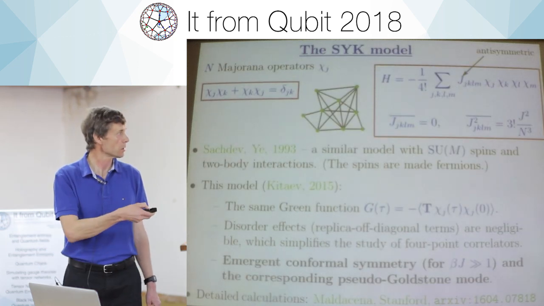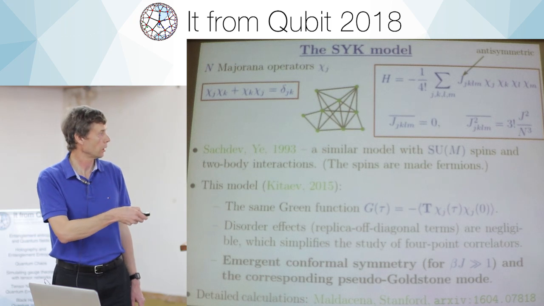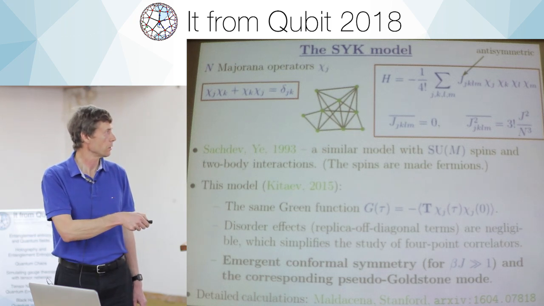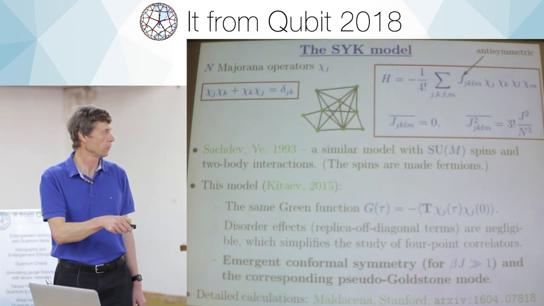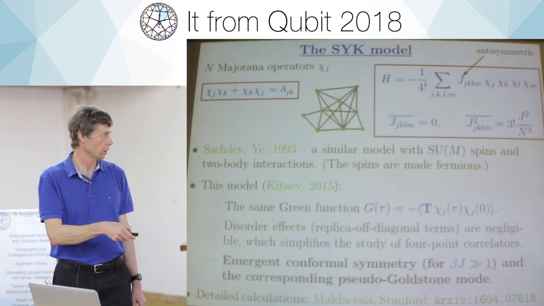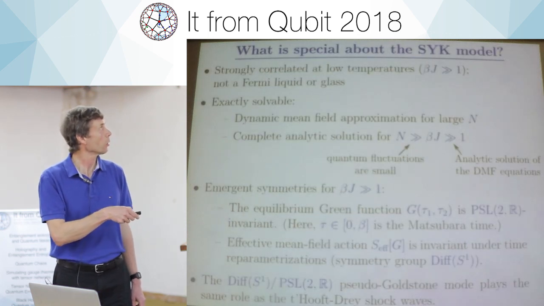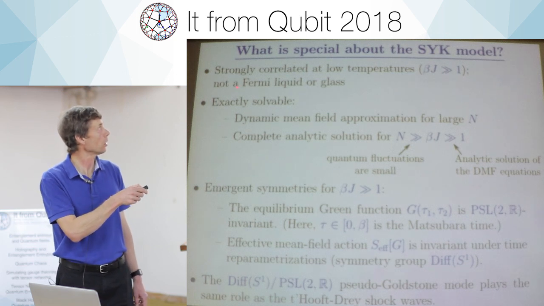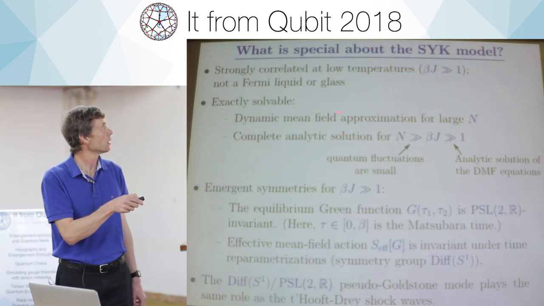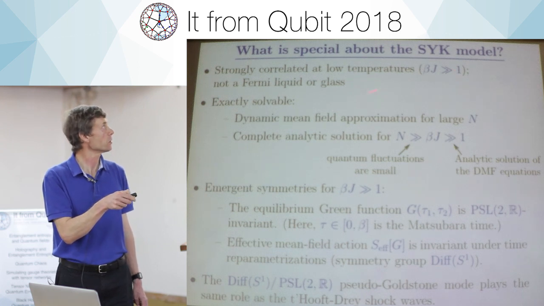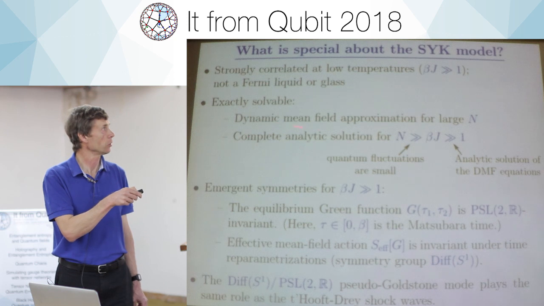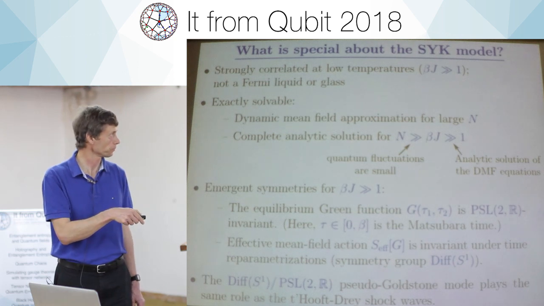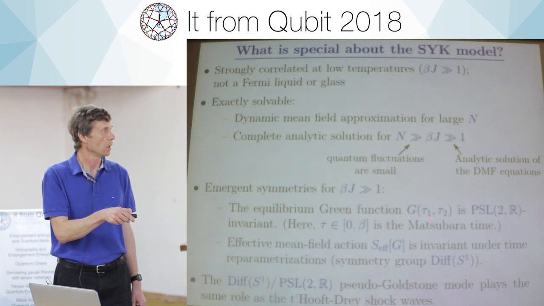The SYK model is what I have already shown to you. It has the same Green function, emergent conformal symmetry, and so on. Now, the special thing about the SYK model is this. It's strongly correlated at low temperatures, but it's not a Fermi liquid or a glass. It's exactly soluble at sufficiently low temperatures, in this regime at least.